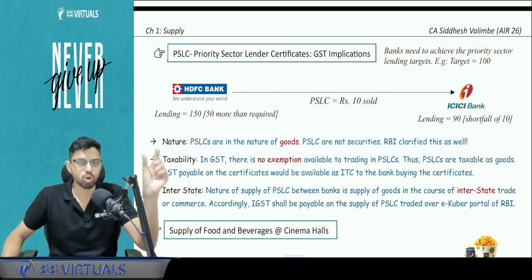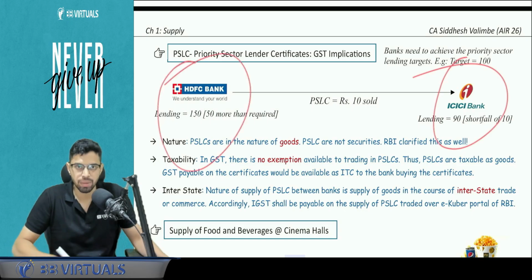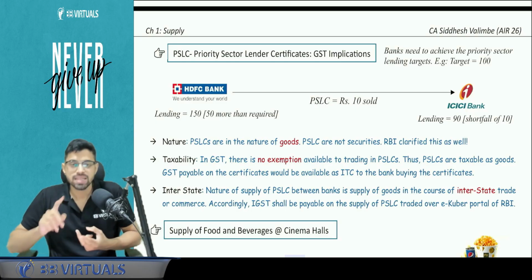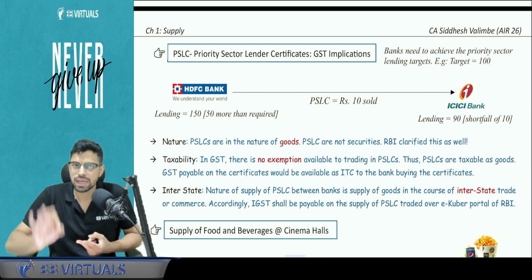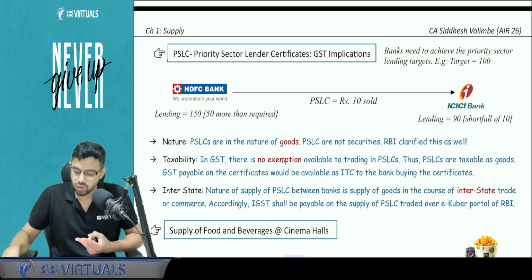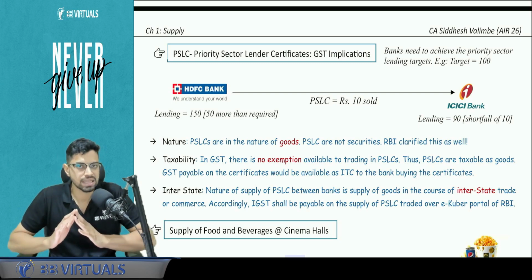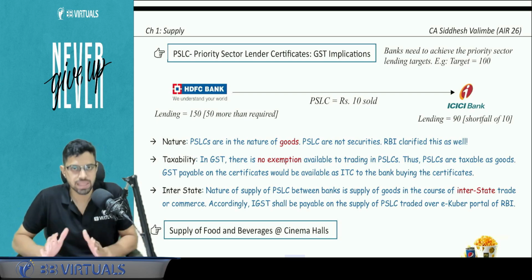There is an e-Kuber portal of RBI on which these transactions happen. One or two points to be noted. This will be considered as a supply of goods, and this has been clarified by RBI as well. Second point to be noted, this will always be in the nature of IGST. Regardless of where the suppliers are, you don't have to analyze place of supply here. You have to treat this transaction as inter-state, and it will be an IGST transaction.